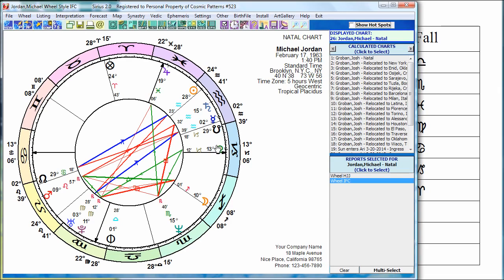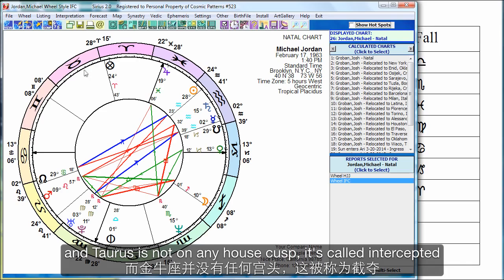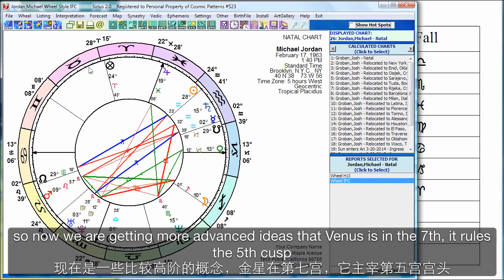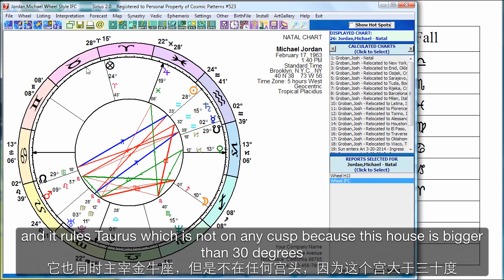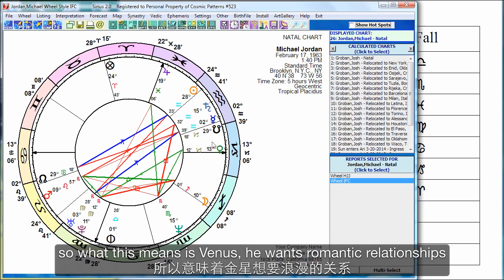And Taurus is not on any cusp. It's called intercepted. So now we're getting into some of the more advanced ideas: that Venus is in the 7th, it rules the 5th cusp, and it rules Taurus, which is not on any cusp, because this house is bigger than 30 degrees. So what this means is Venus wants romantic relationships.